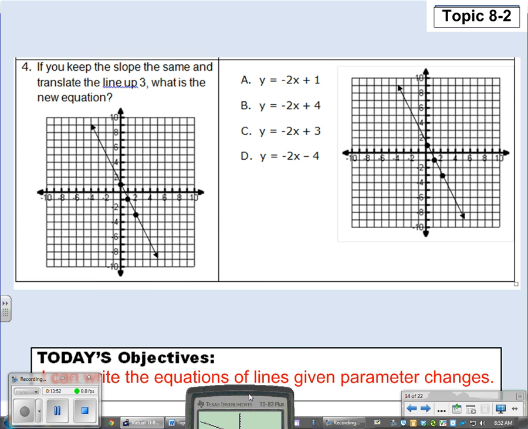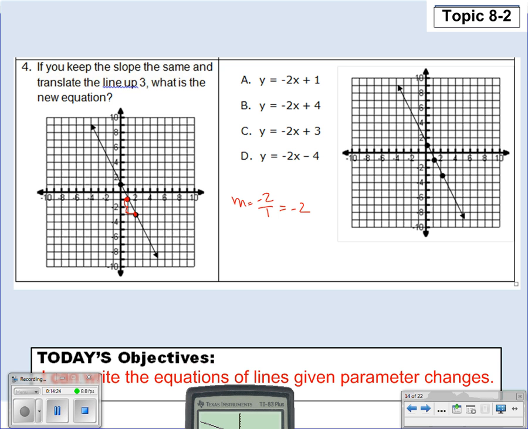Okay, number 4. If you keep the slope the same and translate the line up 3, what is the new equation? So first we need to figure out what is the slope of this line, because the slope is going to stay the same. So choose any 2 points, and we'll see. First it is negative because it's going down. So 1, 2, it's negative 2, and to the right 1. So our slope is negative 2. Every single one of our possible choices has a negative 2 as an answer.